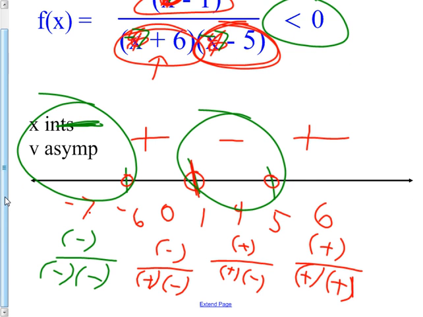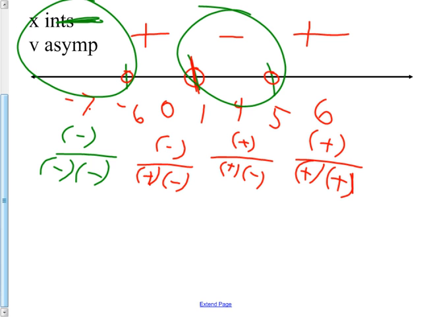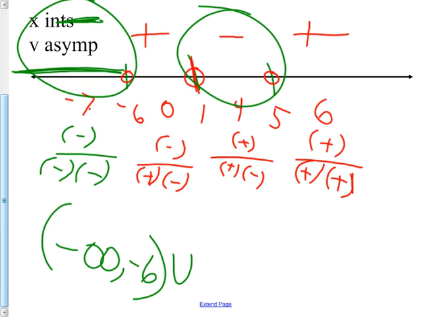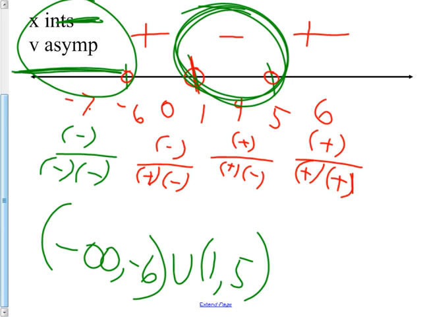All right, it worked from here to here, which is negative infinity to negative 6. And it didn't work at negative 6, so it's parentheses. Union with, in that zone, it's 1 to 5, parentheses on both of them. Raise your hand if you had that at the end of your paper. Okay, good.